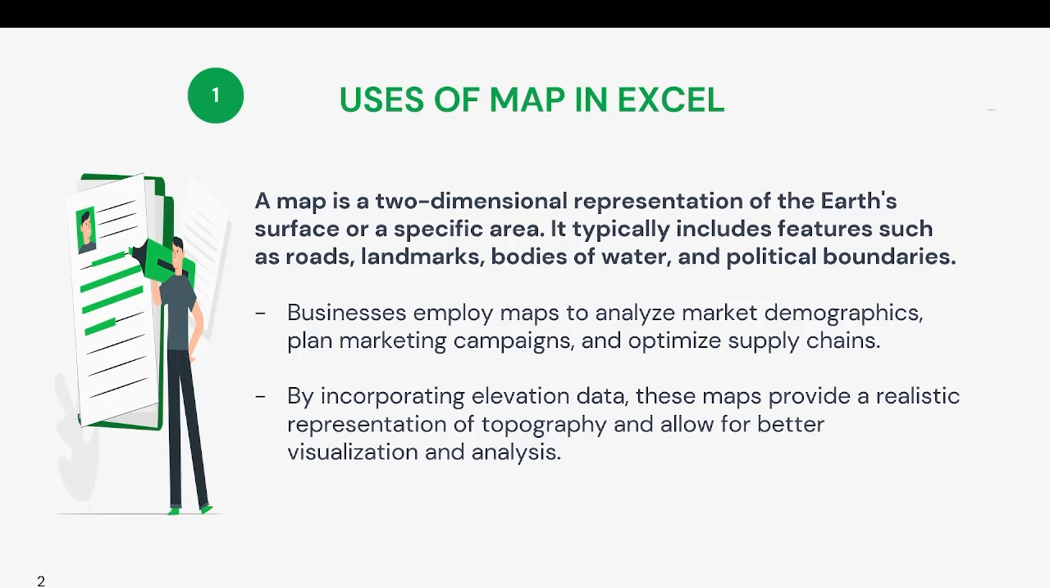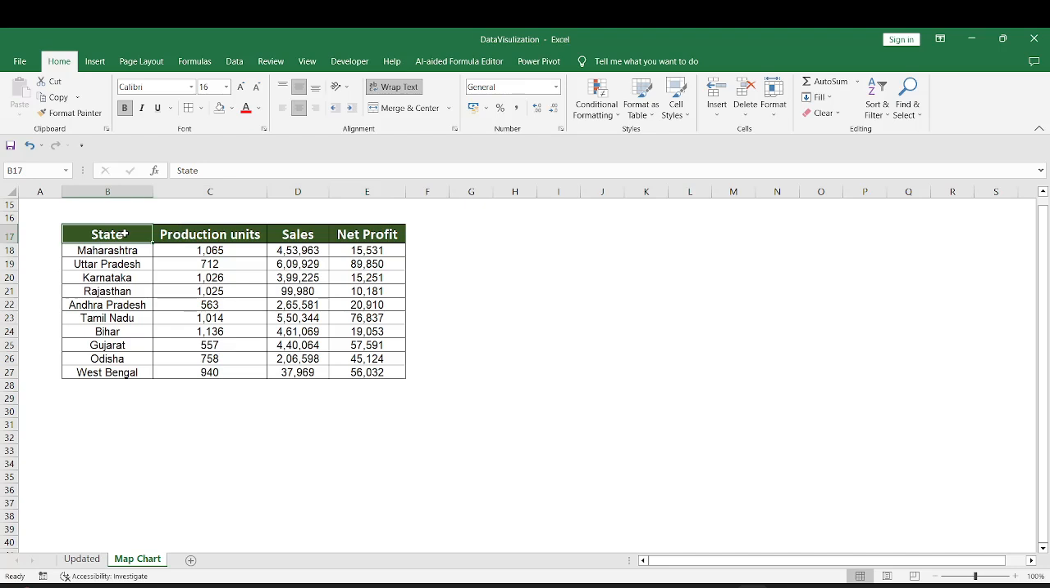Let's move on to our Excel file. I have a simple table here which has state, production units in that state, sales and the net profit from that state. In any business, it's always important to understand the business units, where the business units are located, what's the sales and the net profit. And if there is any business unit that's not doing well, we can focus on that area, understand the problems, and then we can work upon to improve the business in that particular area.